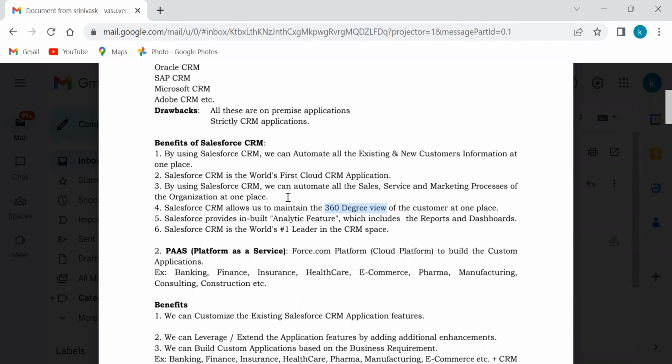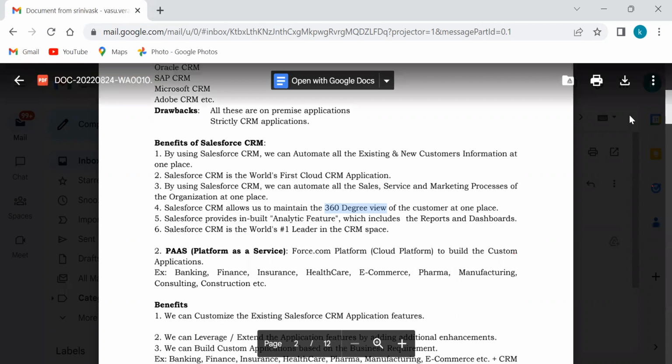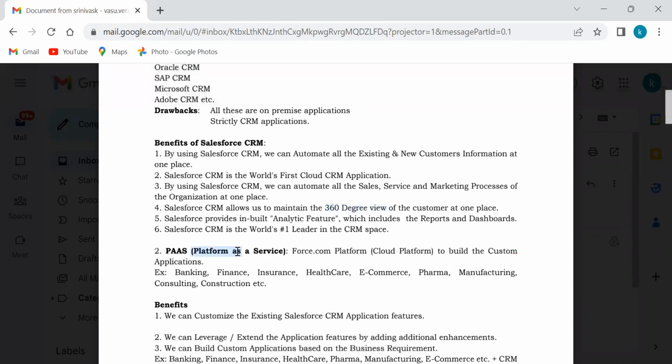Okay, so that is about the first cloud service, that is software as a service. The second one is platform as a service. What do you mean by platform as a service? What exactly is Salesforce providing as part of this platform as a service? Now let us see.